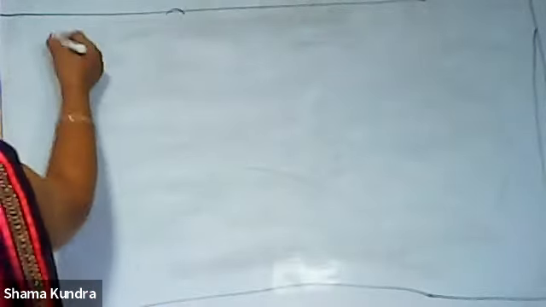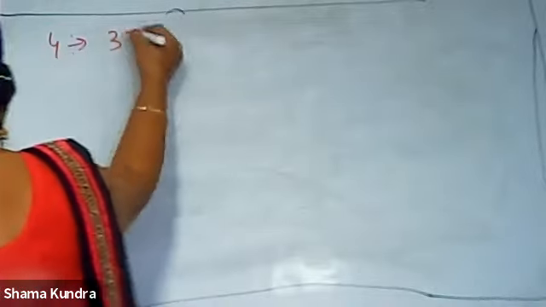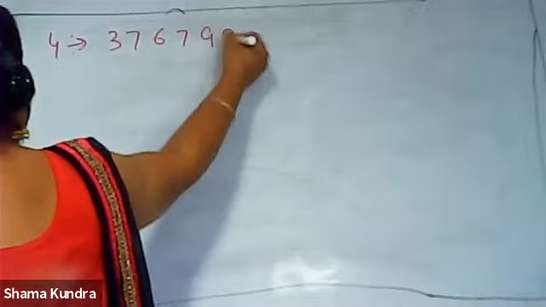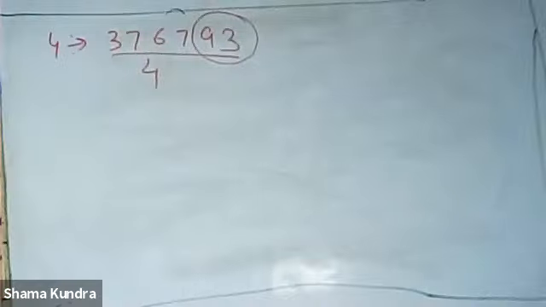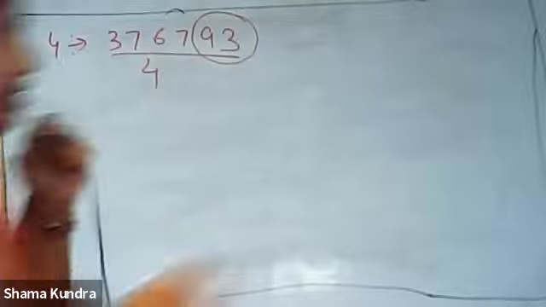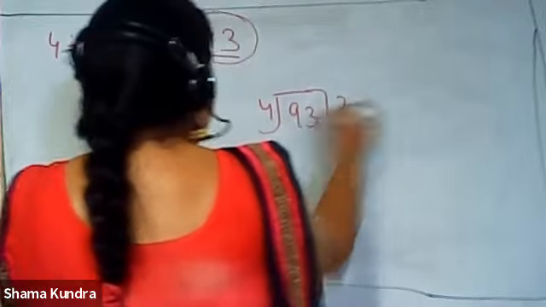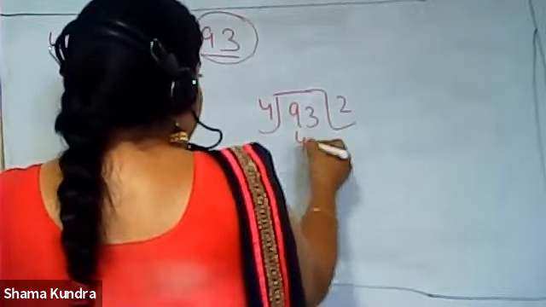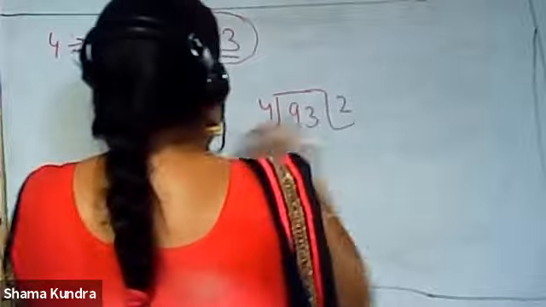Now I will take divisibility by 4. I will take an example. If the number is 376793, I have to divide the last two digits, 93, by 4. When you divide 93 by 4, what you will get? 4 into 2 is 8.